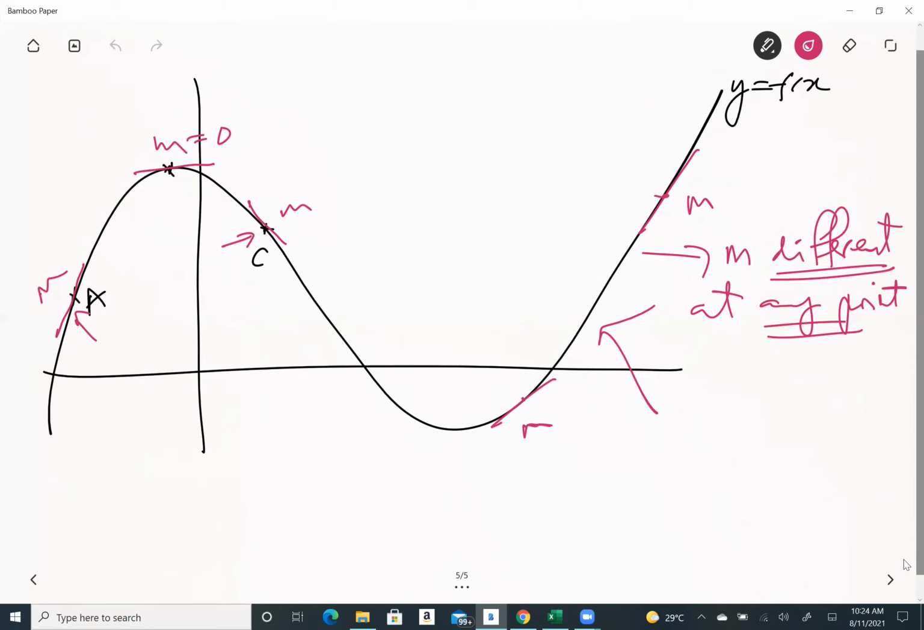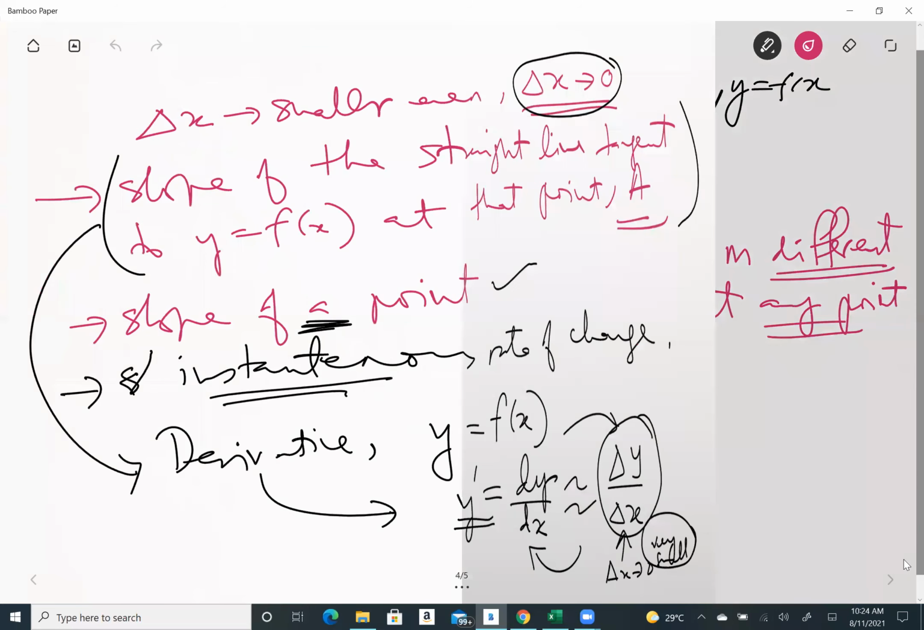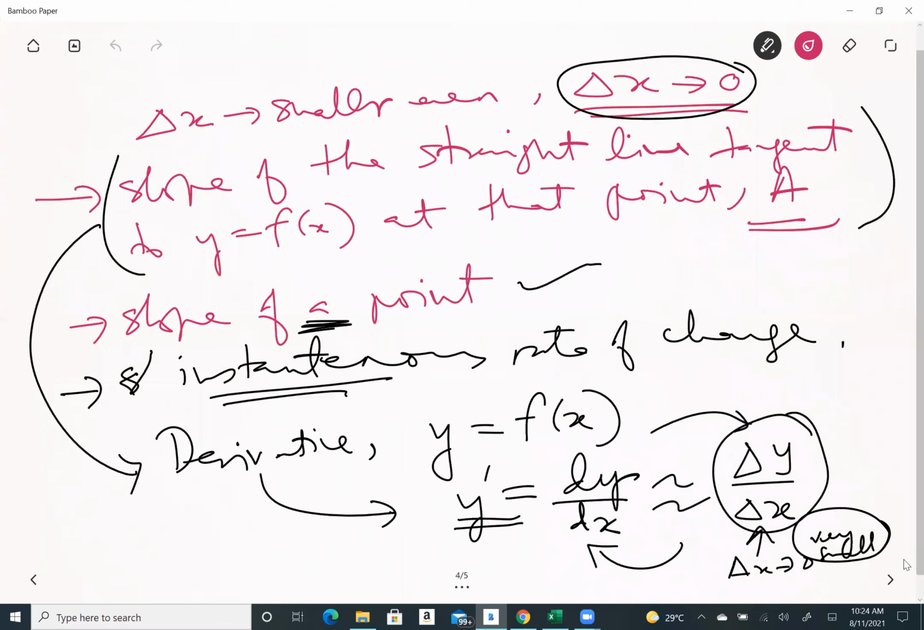We just find the slope of the straight line tangent to the curve at that particular point. So the slope of the straight line tangent to the function at that particular point, for that matter, it can be any point. Okay, any point on the line. So that is the slope at a point.